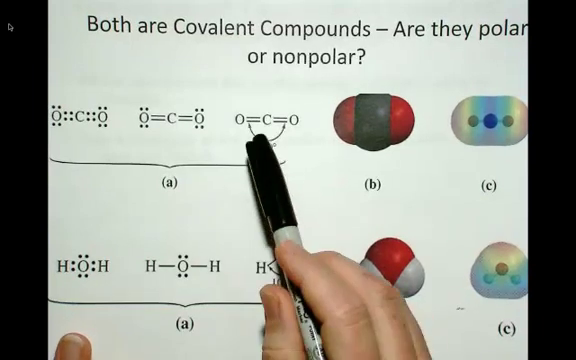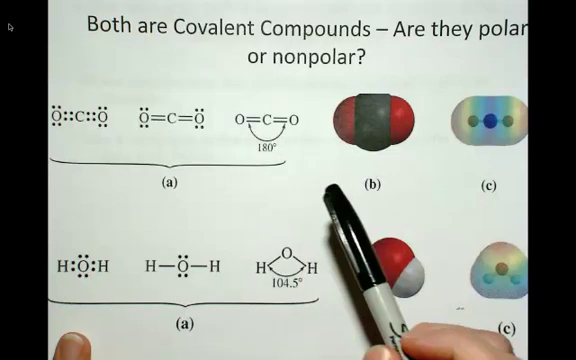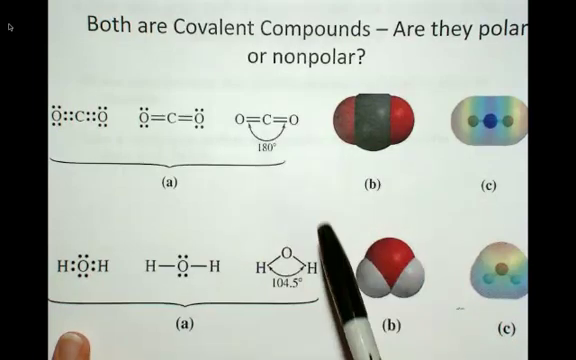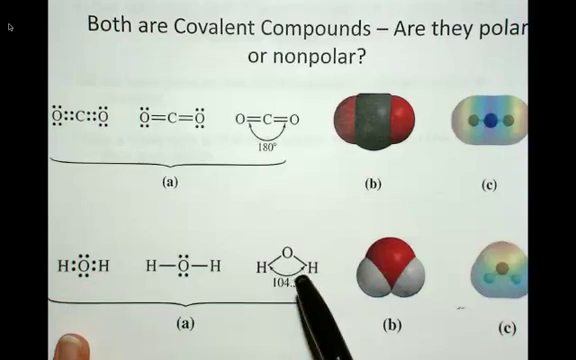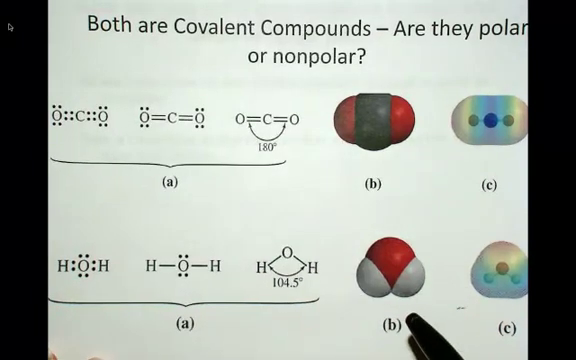They're both molecules, covalent compounds. They both have 3 atoms in them. In this case, there's 1 carbon and 2 oxygen. In this case, 1 oxygen and 2 hydrogens. So as far as the molecular formula goes, it's very similar. 1 central atom and 2 terminal atoms between the two.